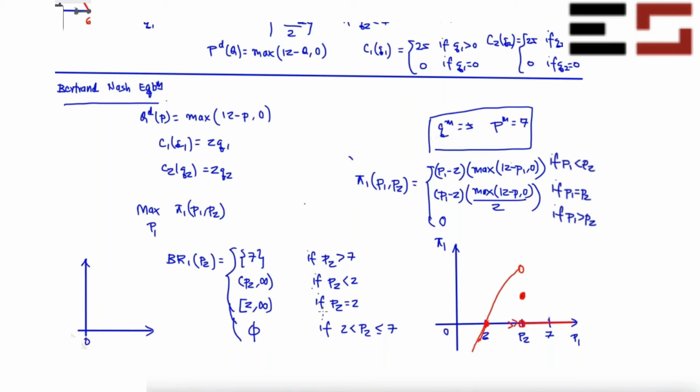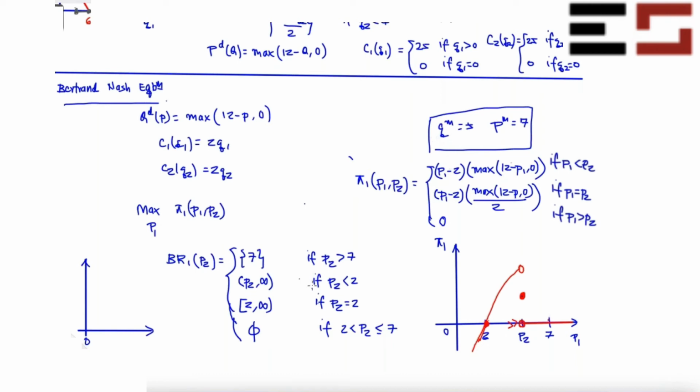Well, you don't have to plot it all the time. Let me just tell you how to look at it. For example, when P2 is greater than 7, then the best response of firm 1 is 7. But if firm 1 charges 7, then firm 2's best response is a null set. So that's not a Nash equilibrium. So by symmetry, no firm in a Nash equilibrium will charge more than 7.